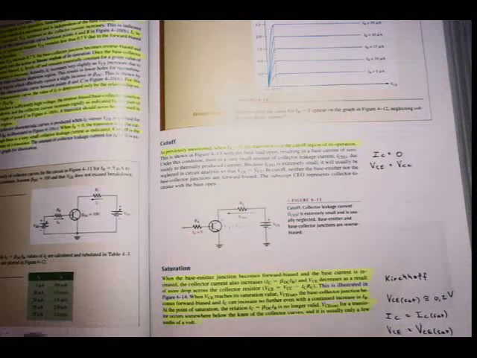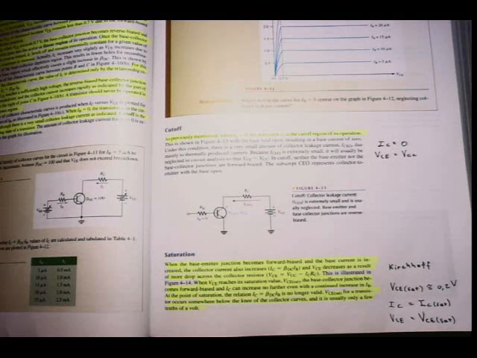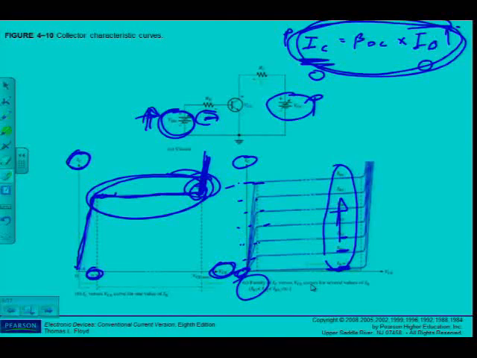Alright, while we are in the textbook here, they discuss cutoff on page 173. As previously mentioned, when IB is equal to 0, the transistor is in the cutoff region of its operation. Now, this is important. Let me just go back here. I know the parameters of cutoff and saturation, but let's talk about cutoff first.